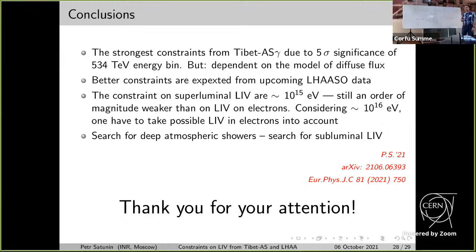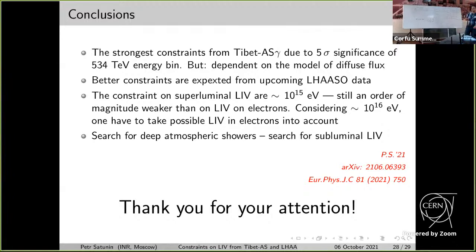Okay, now I come to my conclusions. First, the stronger constraints are from the Tibet-ASgamma collaboration, because of the largest energy of the energy bin, but they may depend on the theoretical model of the diffuse flux. LHAASO will take more data, so better constraints are expected from LHAASO.